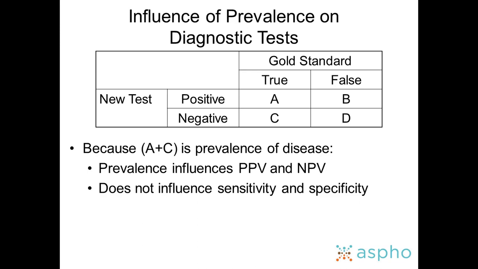Because A and C is the prevalence of the disease, so A and C here is how common your disease is. Prevalence influences negative and positive predictive value. So the more common your disease is, the better your positive predictive value is. And the more rare your disease is, the better your negative predictive value. So it's important for you to know that prevalence influences predictive values, but does not influence sensitivity and specificity.